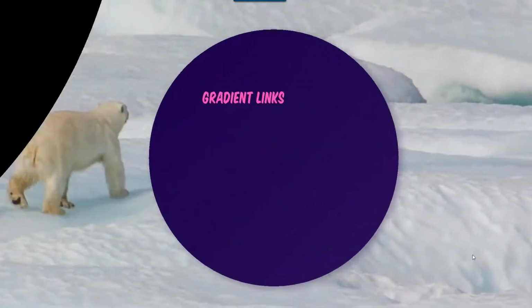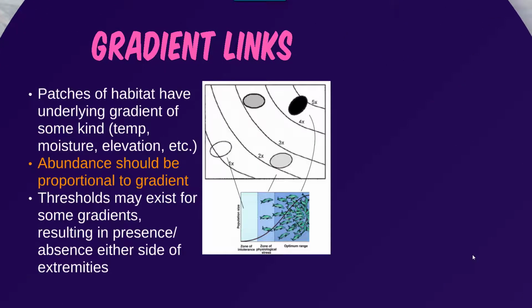Finally, we can look at gradient links, where we see that patches of habitat have underlying gradients of some kind that can influence them or that can relate to the population of animals within them. So for instance, temperature within the patch or the moisture, elevation, all of these things can have an effect on the abundance of a species, which should be proportional to that gradient. Thresholds may also exist for some gradients, resulting in the presence or absence in either extremity.